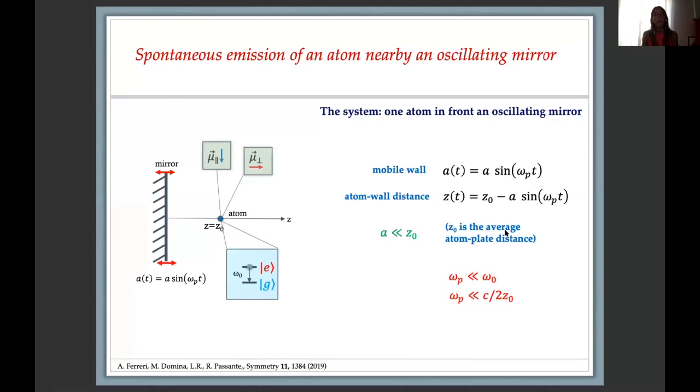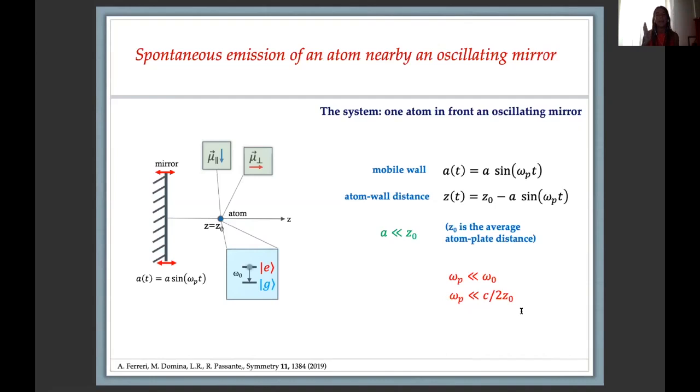We assume that the oscillation amplitude of our mirror is much smaller than the average atom-plate distance, and also that the oscillation frequency is much smaller than omega zero, that is the atomic transition frequency of our atom that we model as a two-level system, and also than the inverse of the time taken by one photon emitted by the atom to travel the atom-plate distance.